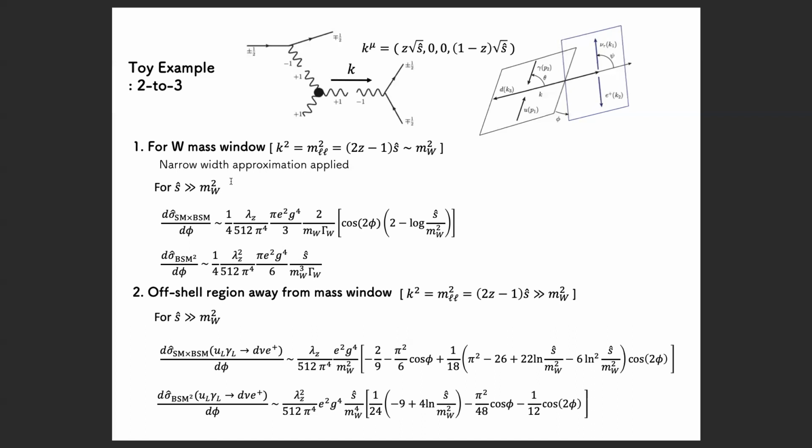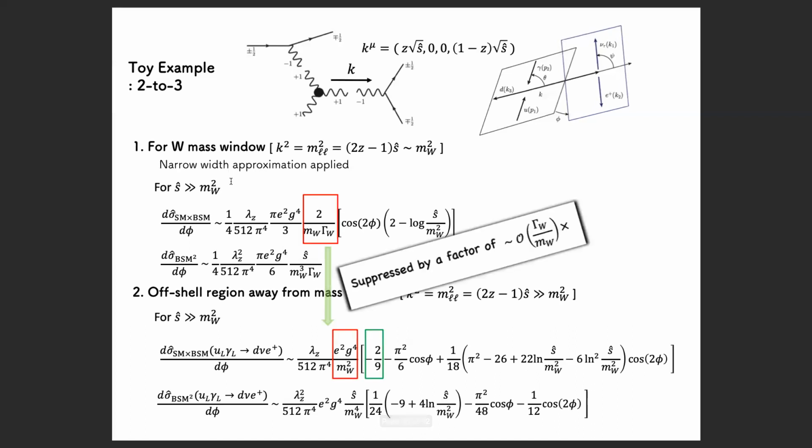But now if you go to the offshell region of this intermediate W, where this K square is much bigger than MW square, and you make the expansion at high energy in terms of S hat, then this is one of the examples here. Not only is there this cosine term that goes away upon integration, you have a non-vanishing term here. That means even though you integrate over the angle, you have some interference surviving at the inclusive level. However, this is offshell. So when you go from offshell to onshell, there is a suppression by a factor of width divided by mass, which is exactly what is expected. And most importantly, you have a surviving term here, which gives the interference at the inclusive level.